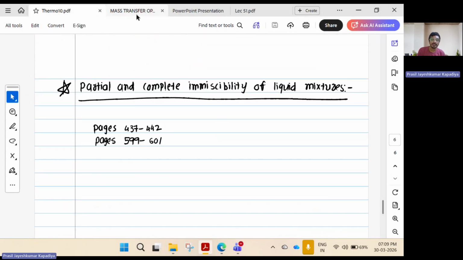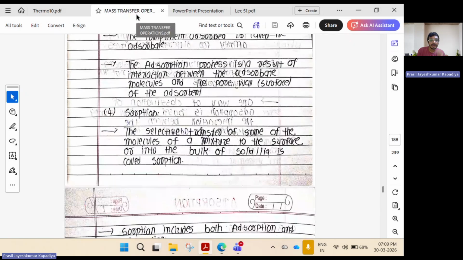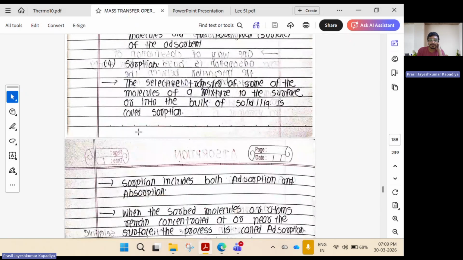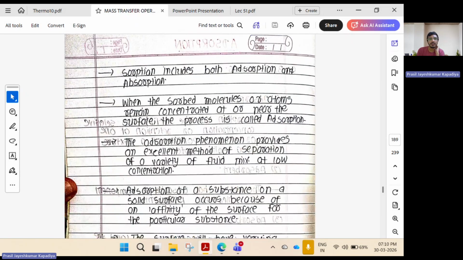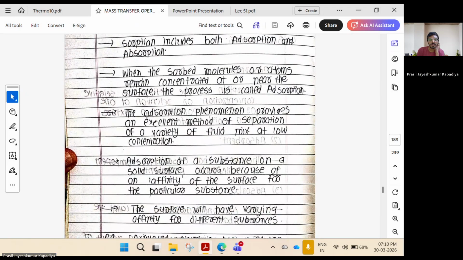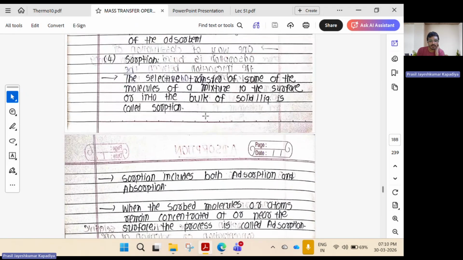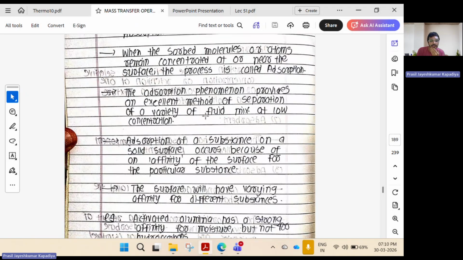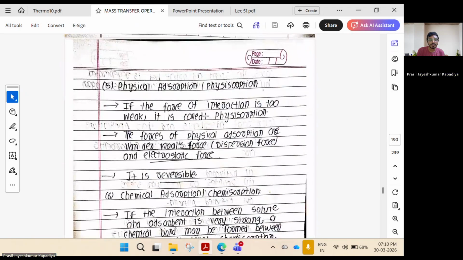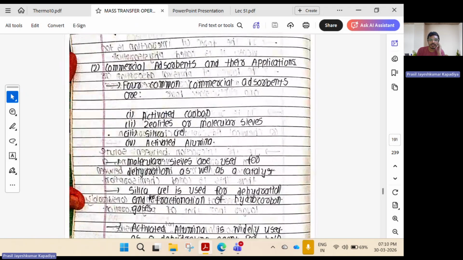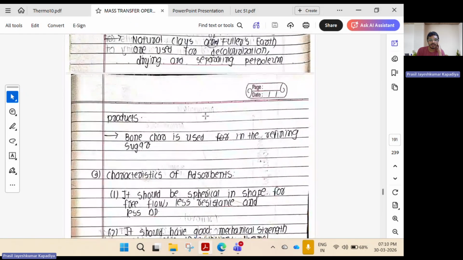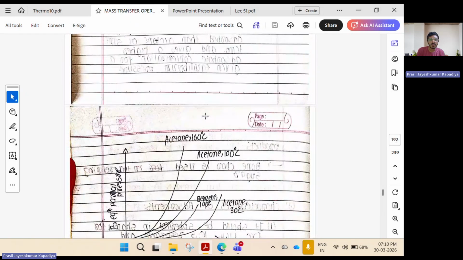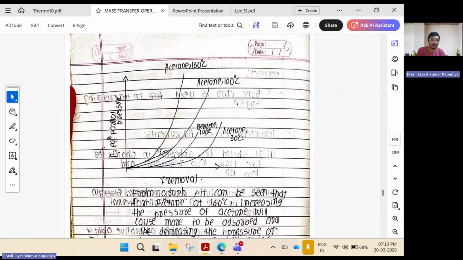The reverse of adsorption is called leaching. No, sorry. The reverse of adsorption is not called sorption. It is somewhere mentioned. The selective transfer of some of the molecules of a mixture to the surface or into the bulk of the solid. Okay, so adsorption can be physical or chemical. That is not what we need to know right now. So this kind of adsorption curve, partial pressure versus percentage removal.